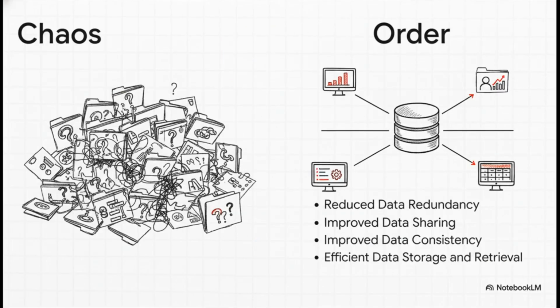And that system, my friends, is a database. A proper database management system swoops in and solves all that chaos. It's designed to slash redundant data, make sharing a breeze, keep everything consistent, and give you a super efficient way to find the exact piece of information you need right when you need it.